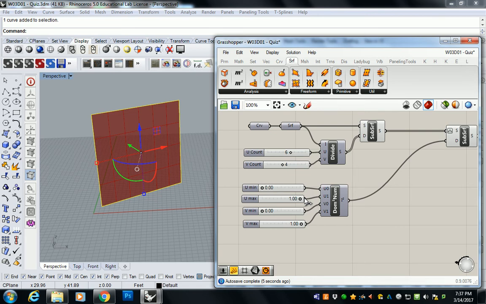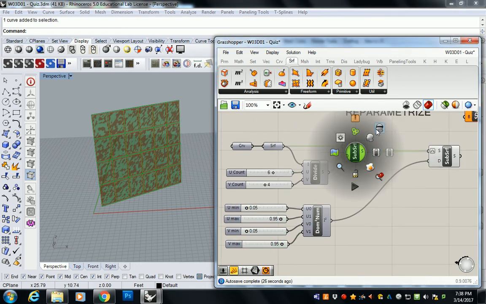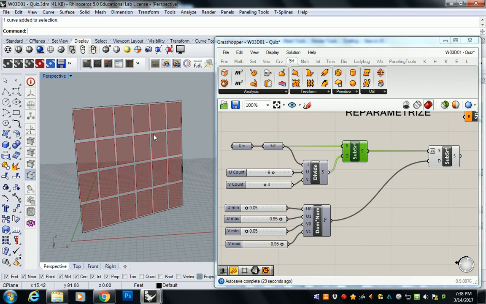U minimum 0, U maximum is 1. And then your reduction happens from that boundary. So 0 is a 0.05 to go 5% away from that side. 1 would be a 0.95, and then repeat that here. So when this gets turned off, what you see is that.